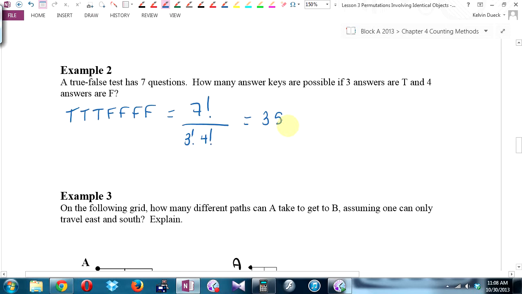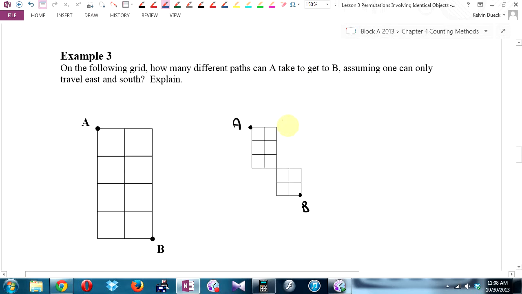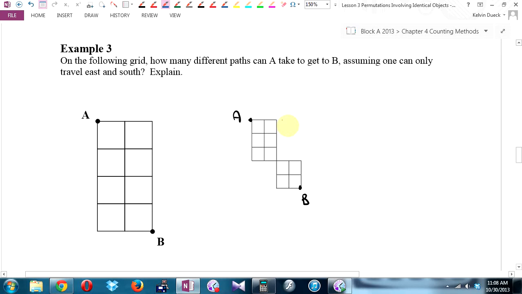Another cool application, pathway problems. Example 3. On the following grid, how many different paths can A take to get to B as long as you can only travel east and south, as long as you always have to move closer? You can't double back. Let me give you one such path. The simplest path would be to go east, east, south, south, south, south.